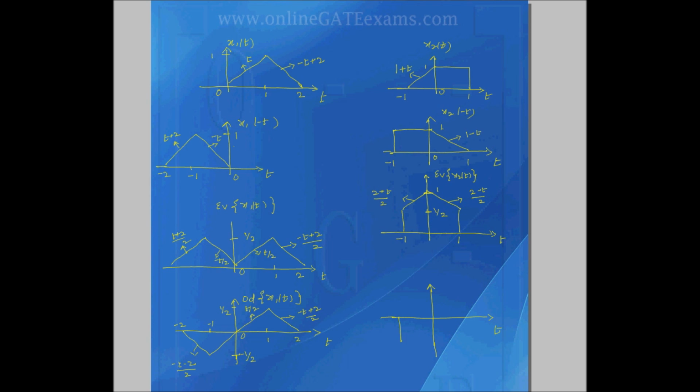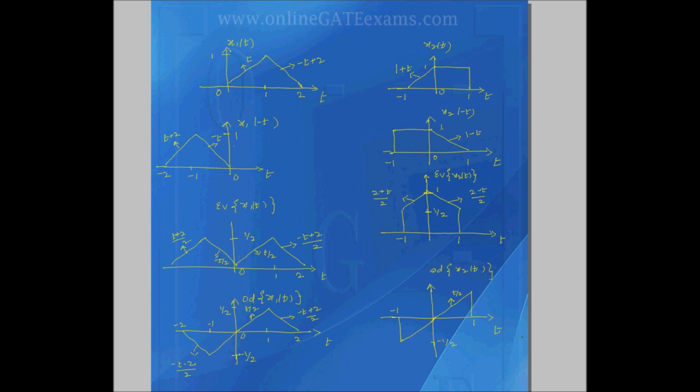Obviously it will be like this. Next, from 0 to 1 it is 1, and from 0 to 1 it is 1 minus t. So 1 minus of minus t will be again t. So my signal will look something like this. This will be minus 1, this will be minus half, this will be 1, and the equation of this curve would be t by 2. So this is our odd part of x2 of t.